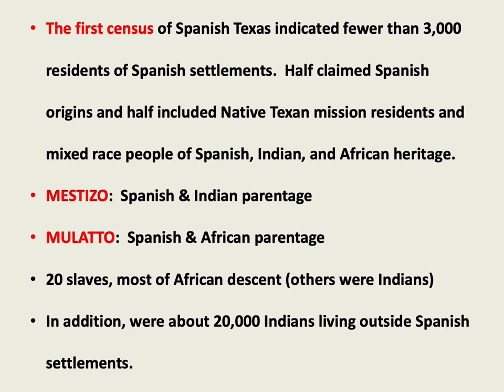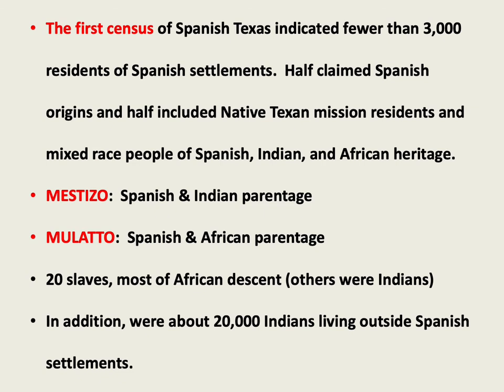Now, there are two terms you need to be familiar with. You may have already heard of mestizo. A person is considered mestizo if they're of Spanish and Indian parentage. And a mulatto is a person of Spanish and African heritage. This first census showed there were only 20 slaves in what is now Texas, most of whom were of African descent. However, a few were Indians.